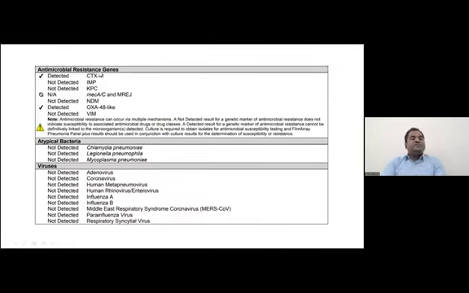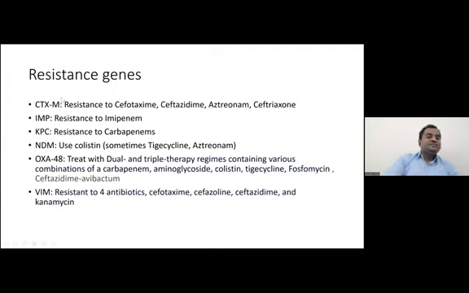So how do we decide treatment based on this? This is a general guide if you identify a resistance gene. For CTX-M, it gives resistance to cefotaxime, ceftazidime, aztreonam, and ceftriaxone. If you have IMP positive, that means there is resistance to imipenem. For KPC, this is the Klebsiella pneumoniae carbapenemase, which is resistant to carbapenems. For NDM, we need to use colistin, and sometimes cefiderocol or aztreonam can be used, or newer antibiotics, as Sachin mentioned in his presentation.